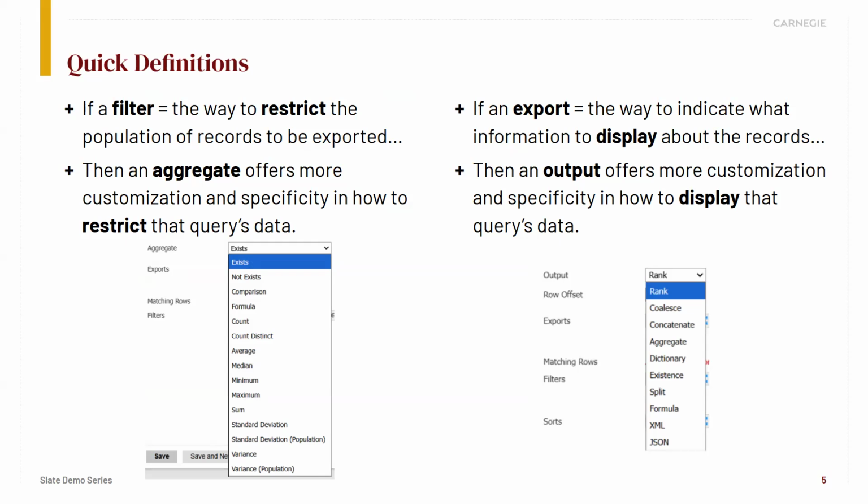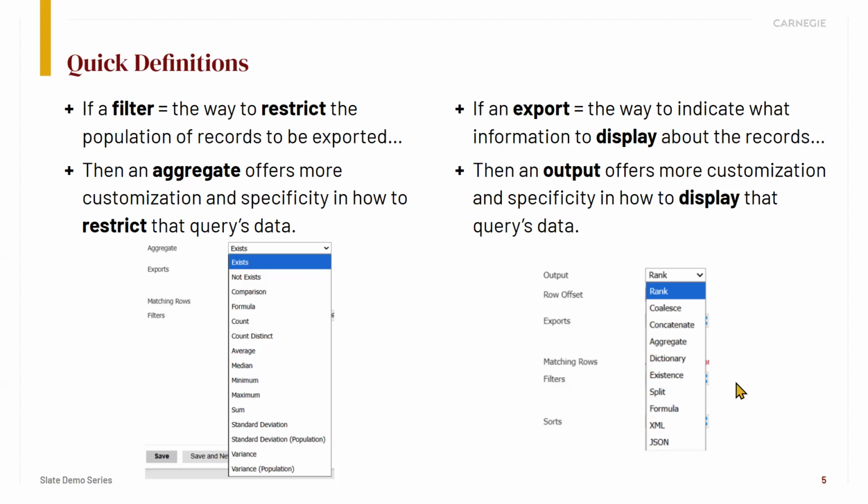You can see some samples here. We'll dive into those in a moment. On the right, exports on the flip side. If an export is the way to indicate what information we want to display about the records, then an output offers more customization and specificity in how to display that query's data. I find that this is a little bit abstract, and I don't want to devote more time to it than that because the best way to learn is by doing.